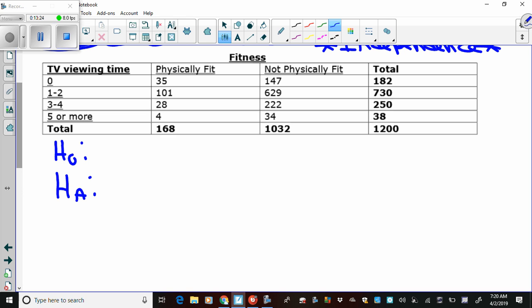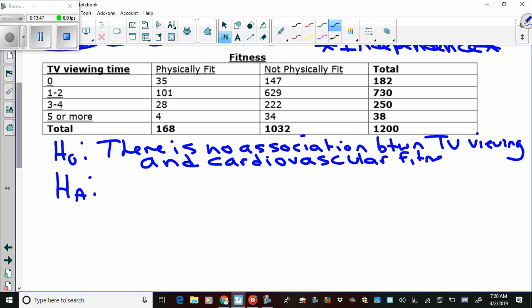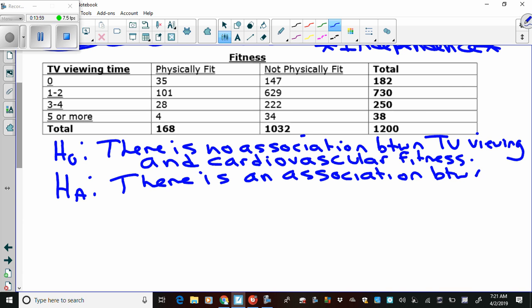So my null hypothesis is there is no association between TV viewing and cardiovascular fitness. And then the alternative is there is an association between TV viewing and cardiovascular fitness.